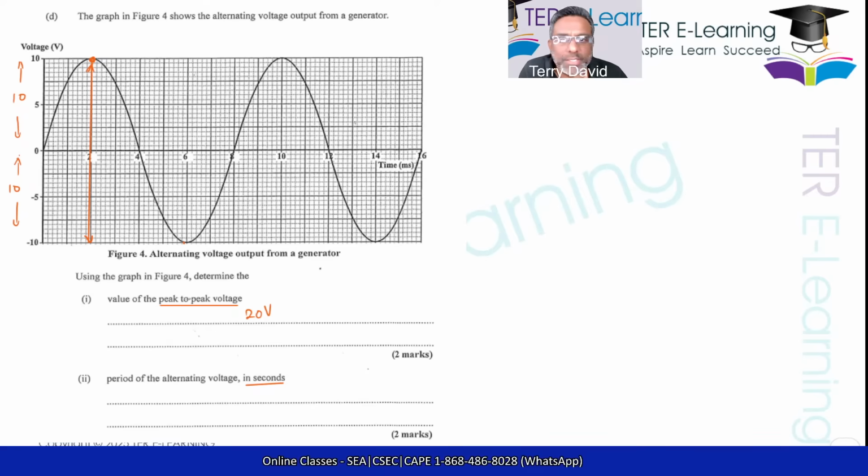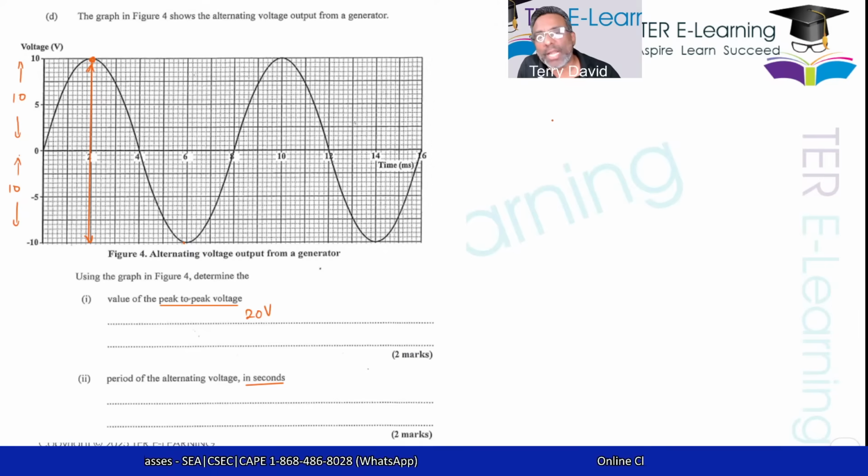All right, let's see what you guys are saying. So we want a period. First of all, I want you all to understand, because I see this mistake happen to students all the time. One period is made up of one crest. This is a crest. It is a trough.